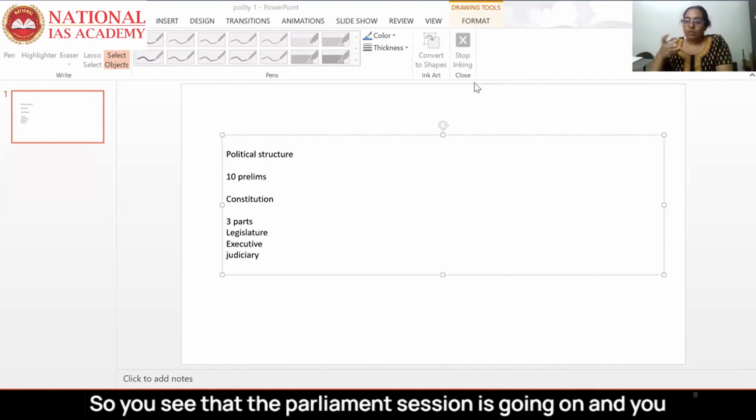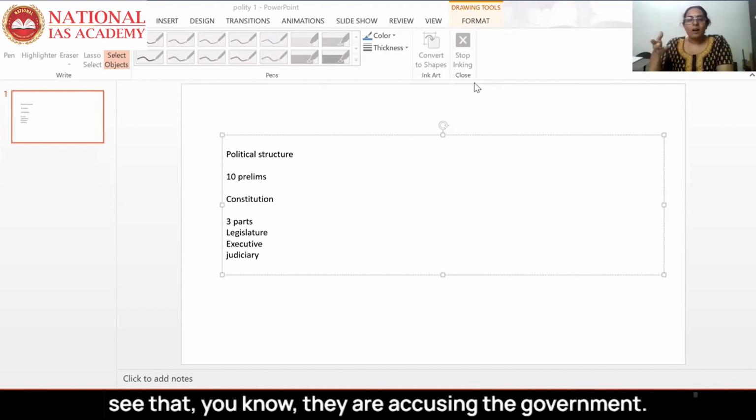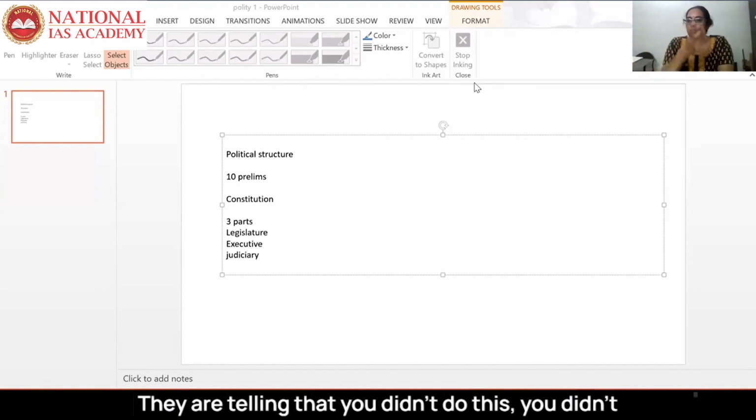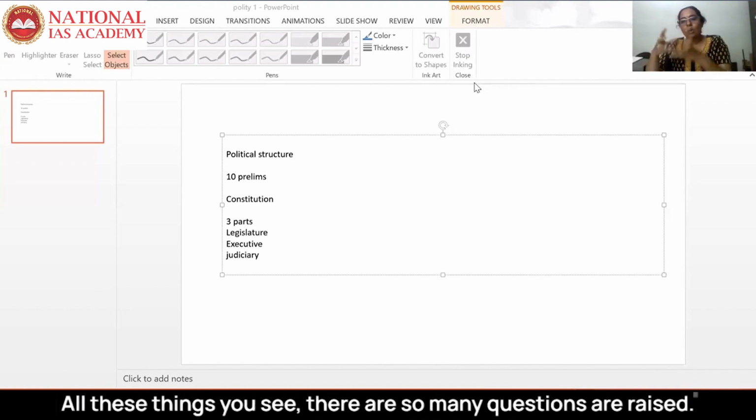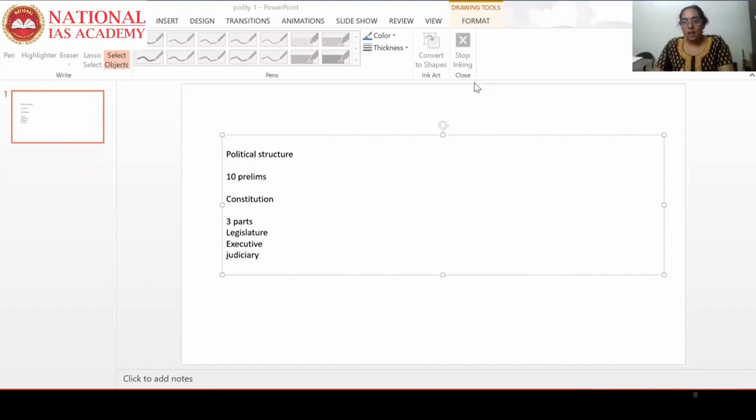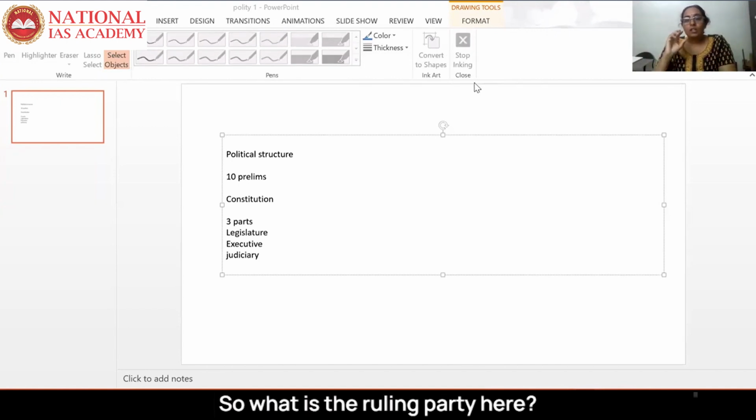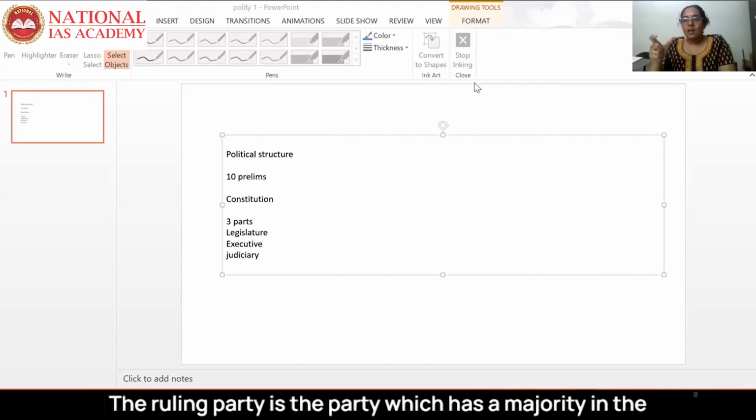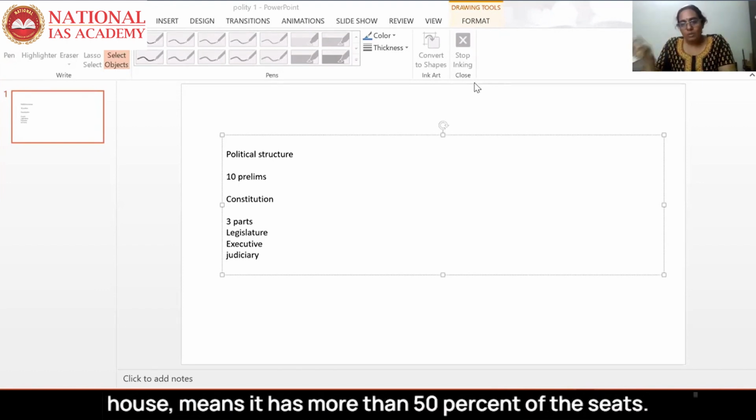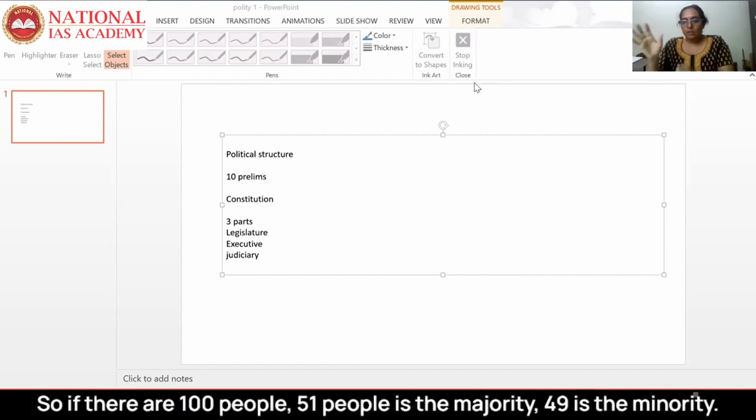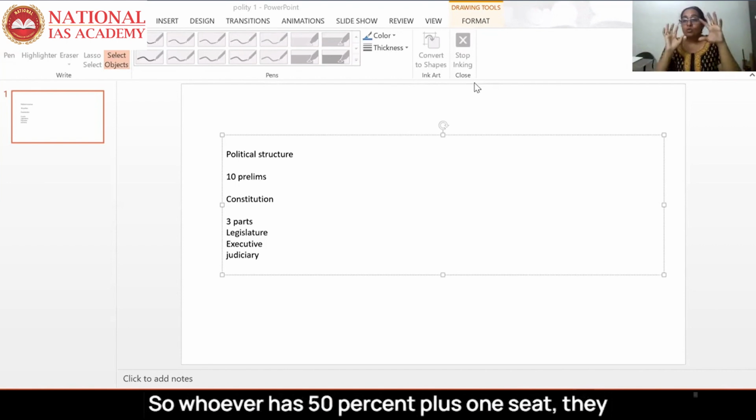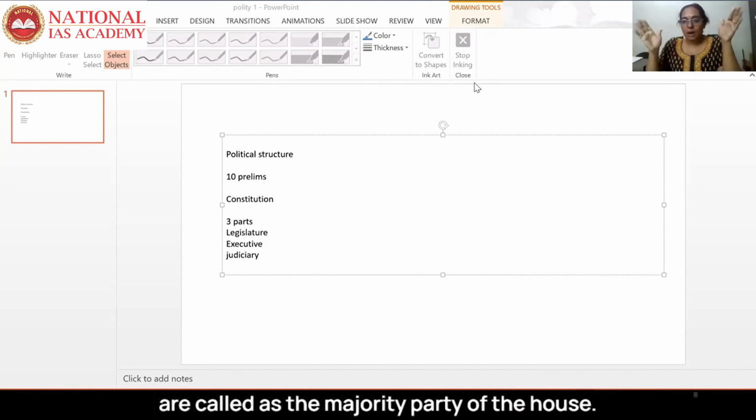In the sessions. So you see that the parliament session is going on, and you see that they are accusing the government. They are telling that you didn't do this, you didn't do that, or you're promoting a particular person. So many questions are raised by the opposition party to the ruling party. So what is the ruling party here? The ruling party is the party which has a majority in the house, meaning it has more than 50% of the seats. So if there are 100 people, 51 is the majority, 49 is the minority. Whoever has 50% plus one seat is called the majority party of the house.